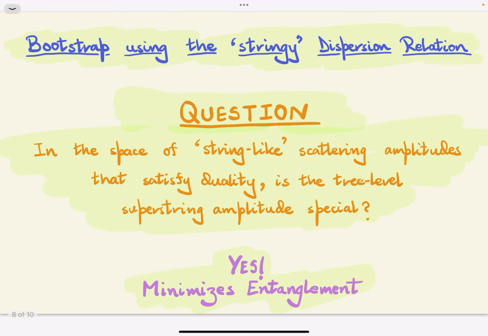Now, let's talk about doing bootstrap using the stringy dispersion relation. The question we want to answer using the bootstrap is that in the space of string-like scattering amplitudes that satisfy duality, is the tree-level superstring amplitude special in any way? And the answer we find is yes, that if you minimize entanglement using the bootstrap, you will land up exactly with the open superstring amplitude. For more details on this, you can visit Arnab's poster.